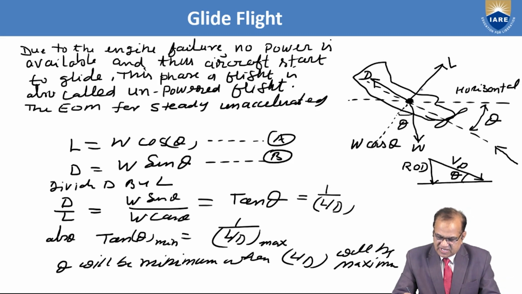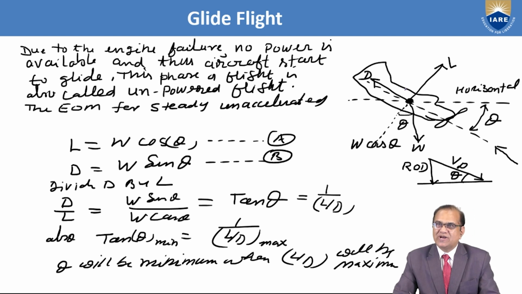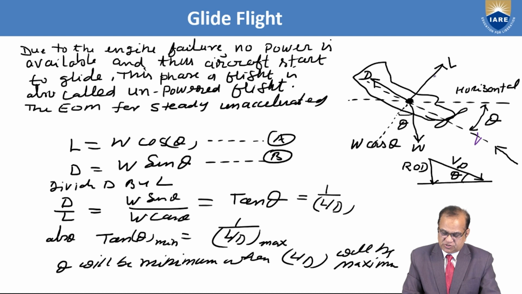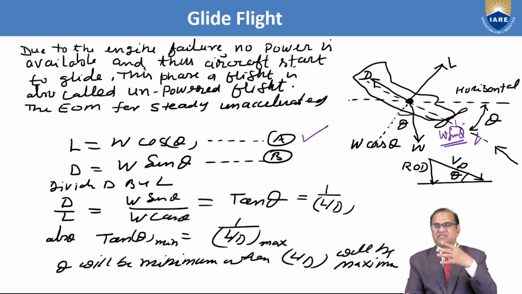Here if you see, this is the lift, this is the drag. Here we don't have the thrust. Due to the engine failure, no power is available and the aircraft starts to glide. This phase of flight is also called the unpowered flight. The equation of motion for steady unaccelerated flight, you can see here. One is in the direction of the velocity V, and another is perpendicular to this. So L is equal to W cos theta, that is the first one. Second one is D is equal to W sin theta. This W sin theta gives the forward motion.